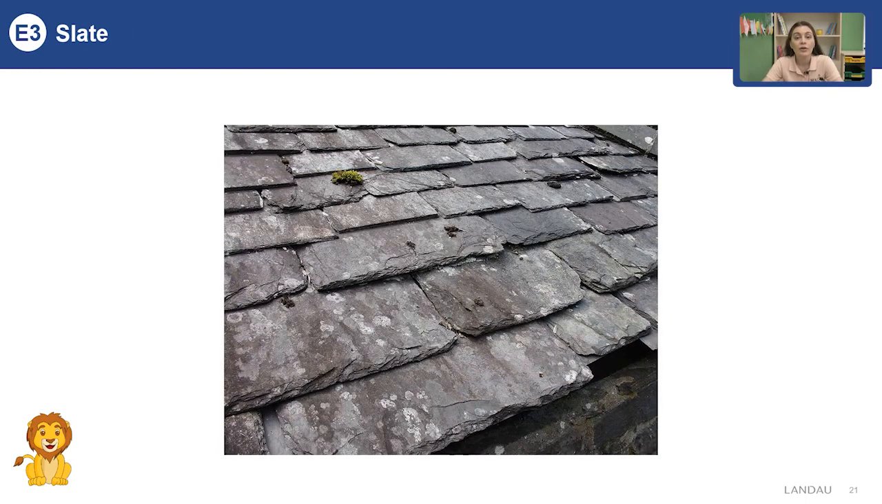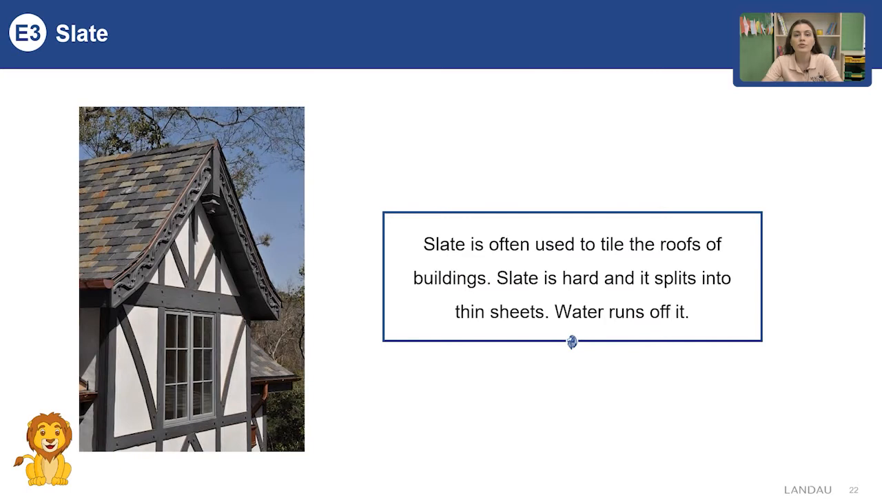Now let's talk about slate. Slate is another type of rock. Slate is used mainly for tiling roofs. Slate is hard and it splits into thin sheets. When it's raining, water runs off it.